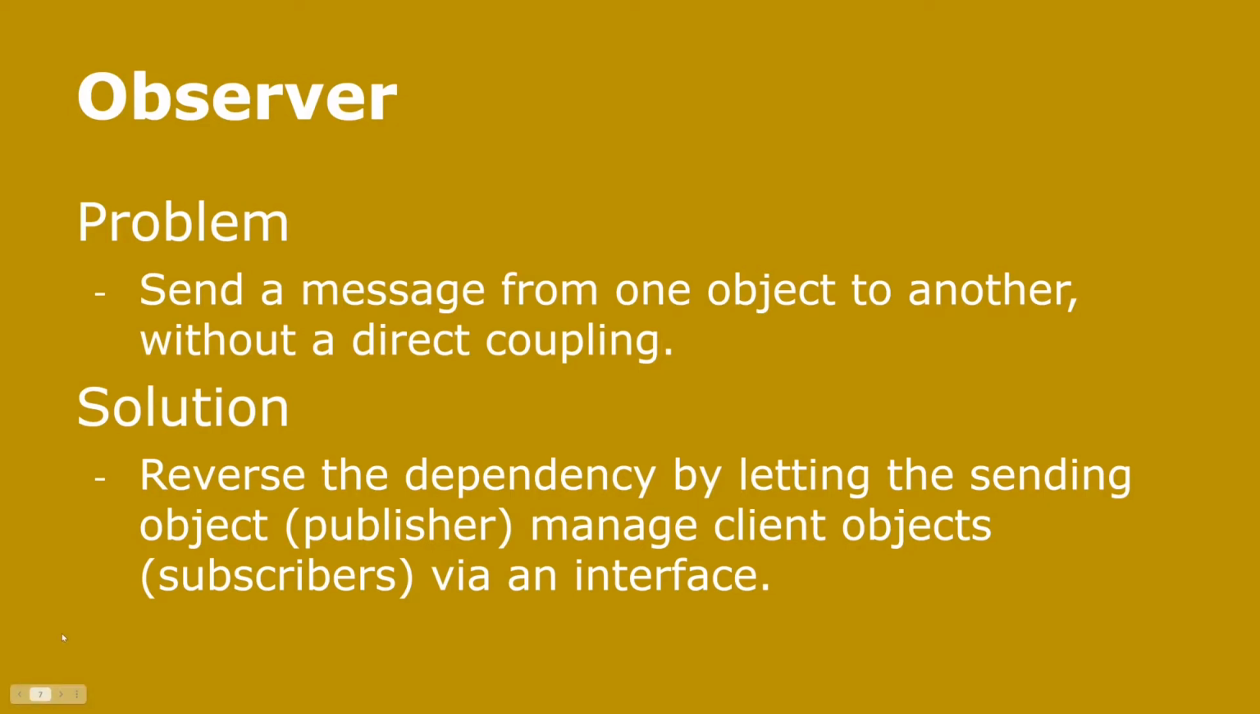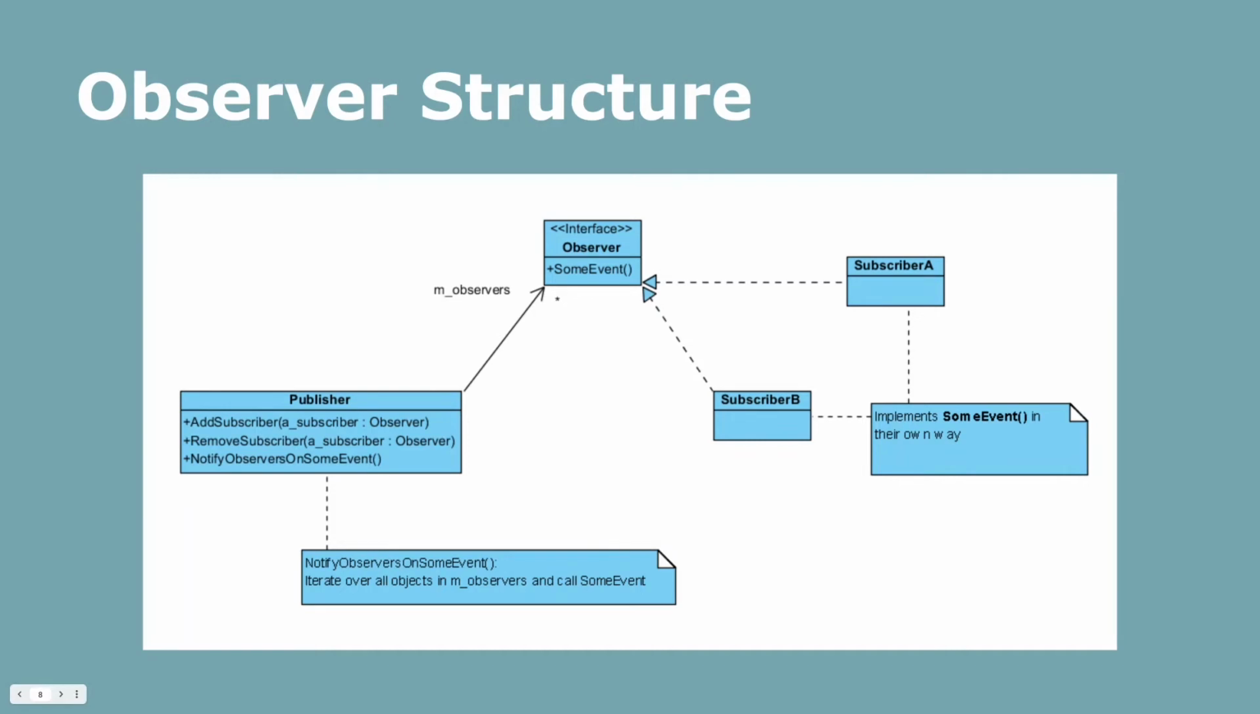Let's take a look at the structure. So in the generic structure of the observer, you have a publisher. This is the sending class. On this class, you often have some methods to add subscribers, that is the receiving classes, and to remove a subscriber if that is needed. And you also often have a method that can notify all of the subscribers if some event has happened.